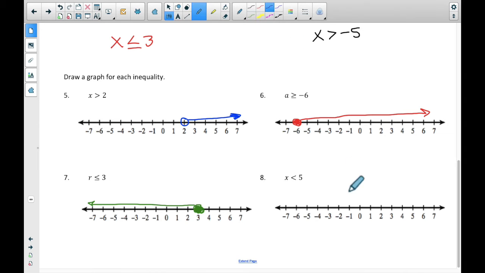And our last one, 5, does not include 5. So I don't actually put the dot on the 5. I just put it outside of it. And then less than means it's going to go this way. Some people think of less than and left. That's another way to do it. But the arrow points that way. Let's go to the next page.